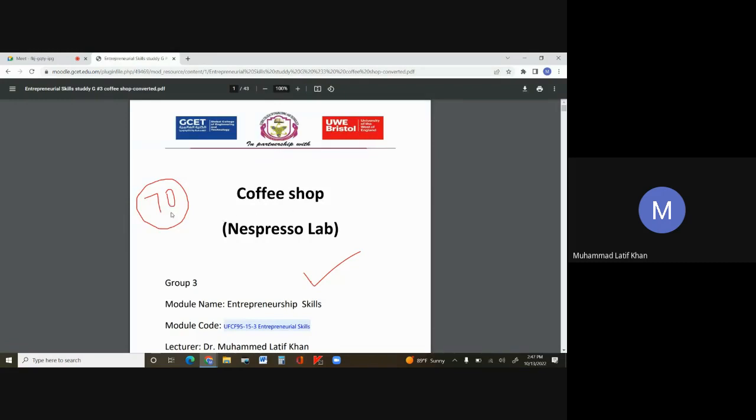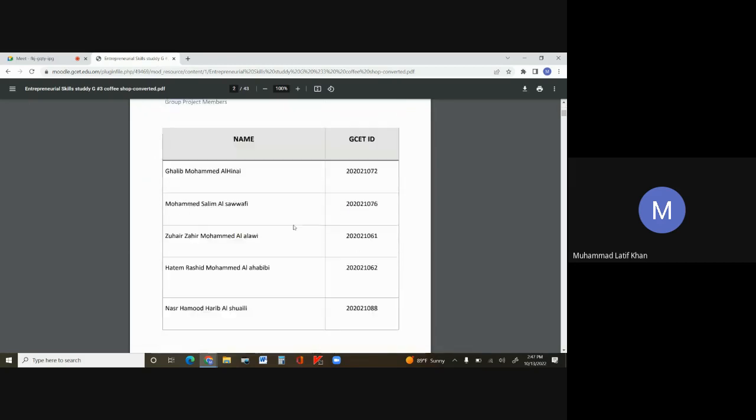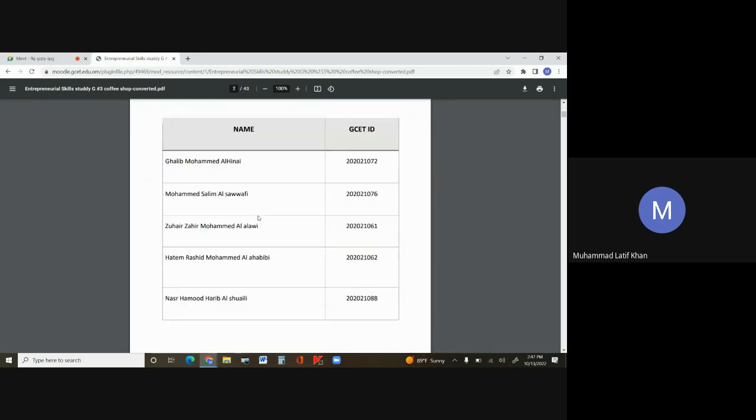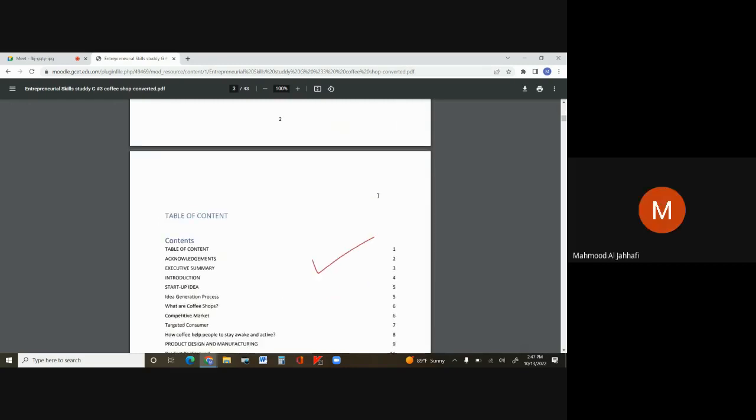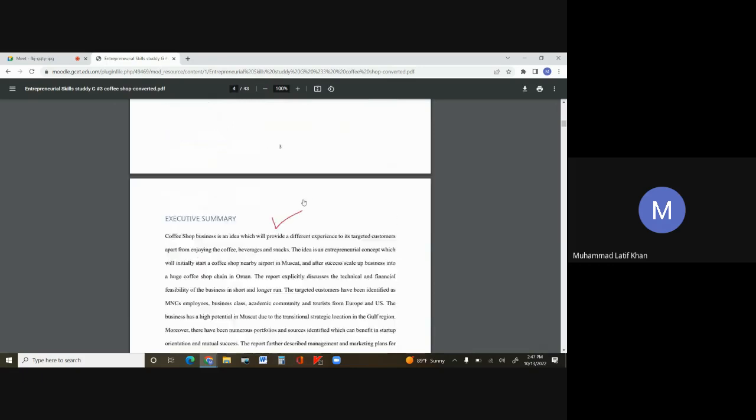And after this, I'm going to show you some topics, which have been done previously by the students. So this is a coffee shop, Nespresso Lab. This is the idea. And you need to write your group name, your group ID, both ID, GSET ID and UWE ID. And the table of contents should be here.